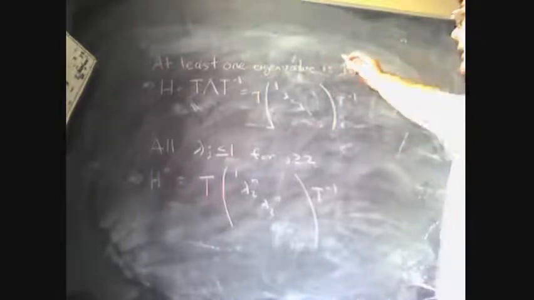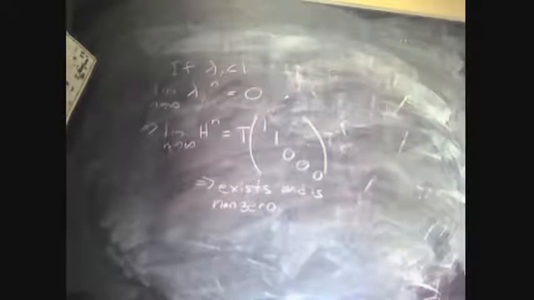At least one eigenvalue is 1. So if any eigenvalues are less than 1 to start with, then as we take the limit to infinity, they'll go to 0. So only eigenvalues of 1 at the beginning will remain throughout. And thus we do have a matrix that is non-zero and exists.